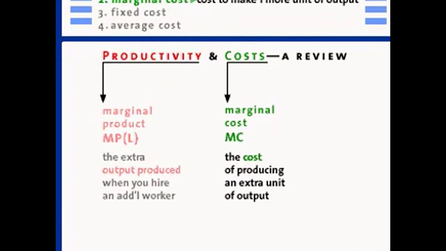Now, I'm stopping right here in the middle of these lectures to make a point about the relationship between costs and productivity. I've talked about this before. The relationship is reciprocal. When productivity goes up, costs fall. And when productivity goes down, costs increase.